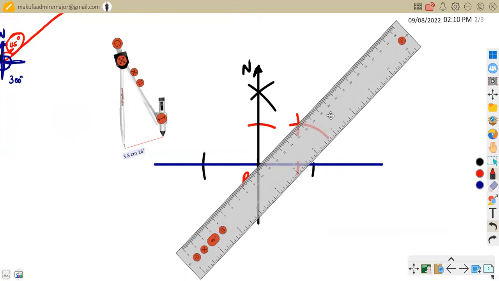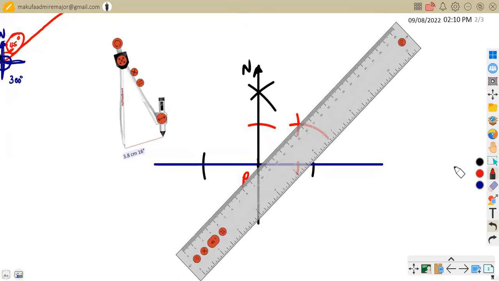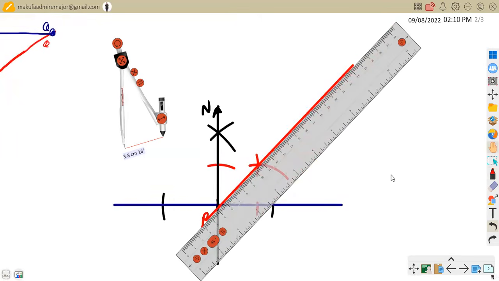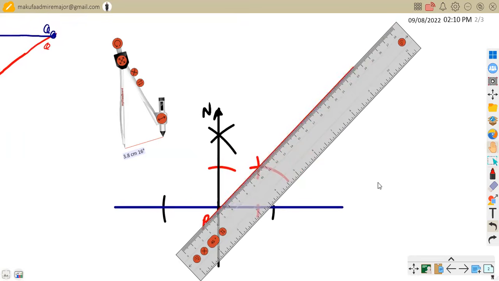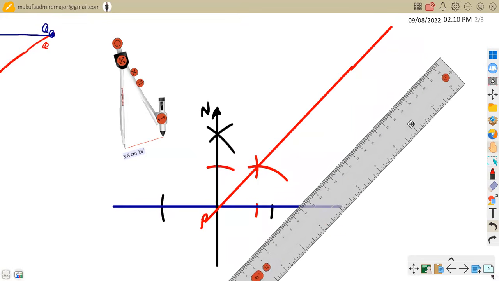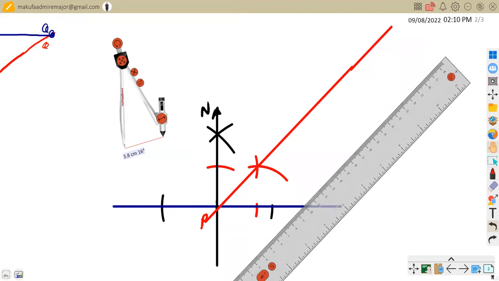All right, so I'm just going to join direct to the point P, which is at the intersection of these 2 points. By doing this, we have constructed an angle of 45 degrees. Okay, so we can even just adjust a little bit so that we can extend this line. I don't know if it is going to be accurately along that same line, but something like that. So this is your 45 degrees here that we have created.